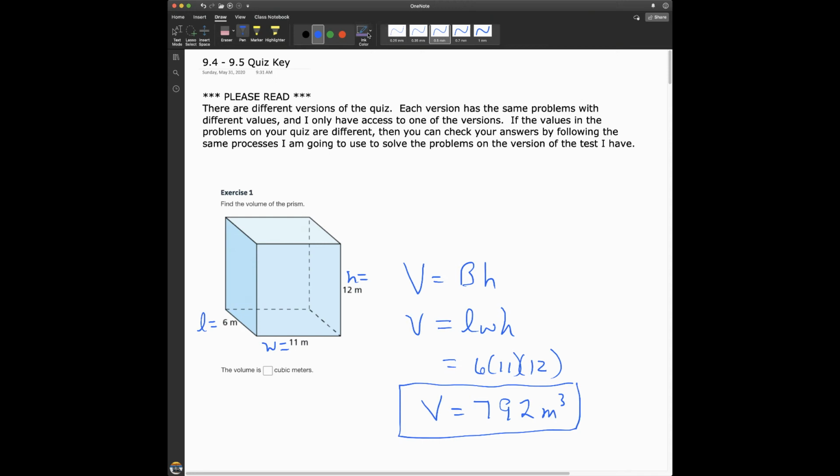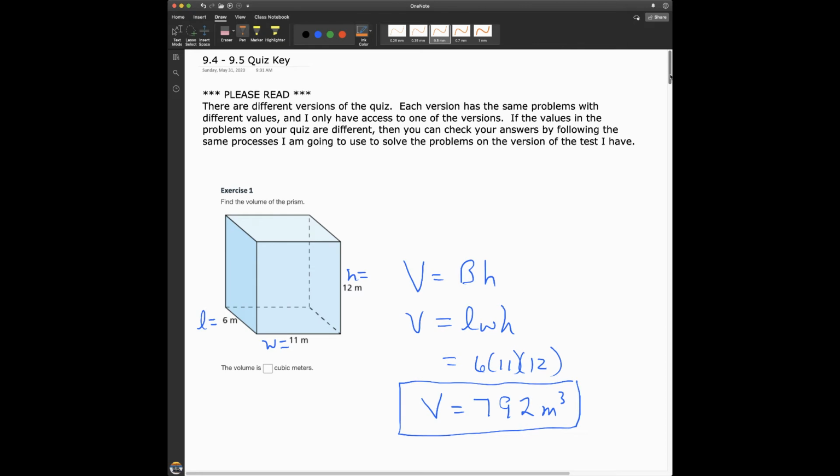Everybody, Mr. Odom here, and I worked out the problems to the 9.4 to 9.5 quiz, so I want to go over them with you. Remember, there are different versions of the quiz, and each version has the same problems, but the values might be a little different, so your answers might be a little different. You can check your answers by following the same processes that I use to solve the problems, or use your own if you want.